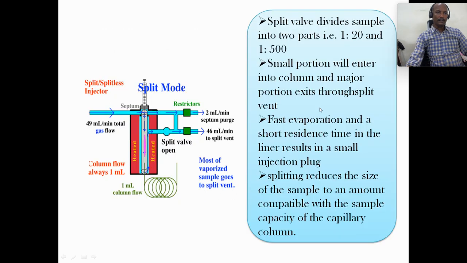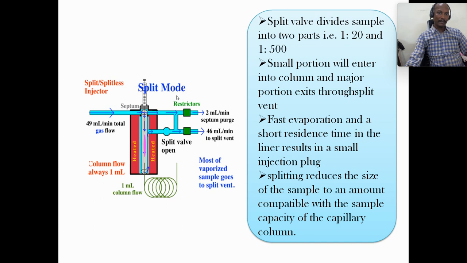Next, in the case of the split or splitless injector, it is one type of injector. How does this work? The split valve divides the sample into two parts: one is 1 to 20, and the second one is 1 to 500. The sample portion will enter into the column, and the major portion will exit through the split vent.